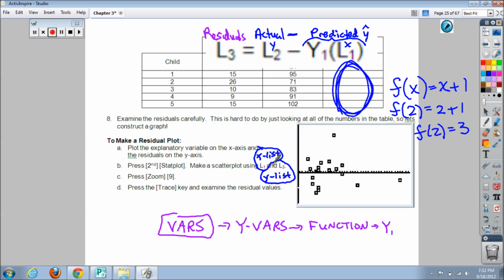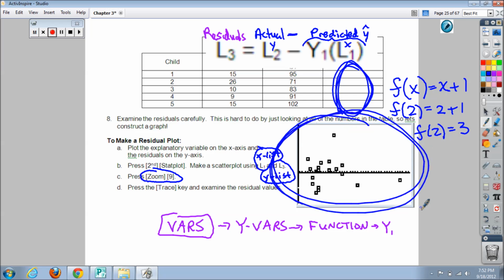So once you say L1 and L3 for your scatter plot, press graph, and then you're going to have to press zoom 9 so that it fits your data, and you should get a picture that looks like this. This is the way a residual plot will always look. Now let me clear some of this stuff off here.